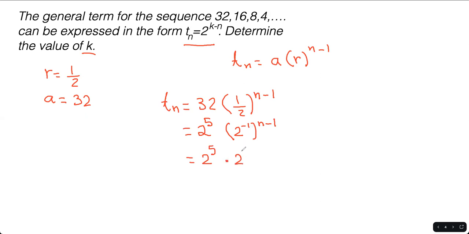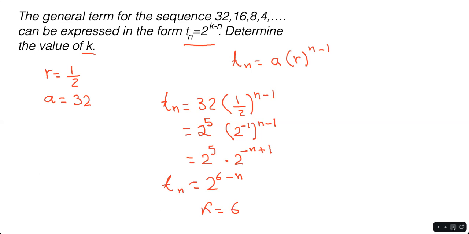And this will give you -n plus 1, multiplying the -1 into the exponent outside the brackets. Now when you're multiplying, you add the exponents. So 5 plus 1 is 6 minus n. So Tn equals 2 to the power of 6 minus n. If you compare it to the given form, then you realize that k equals 6.